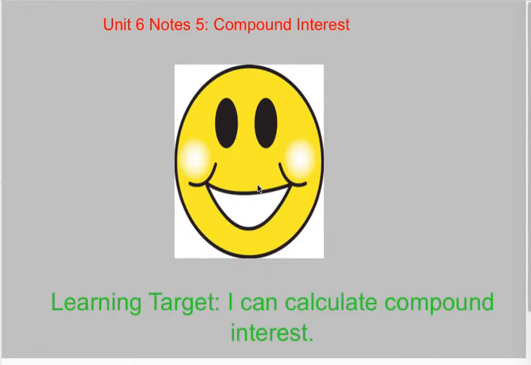Okay, algebra, ladies and gentlemen, we're looking at Unit 6, Notes 5. This will be the last one of this unit. So you're looking at how to figure out compound interest. Compound interest is kind of what a bank uses to calculate interest or what you might do on a loan. So let's take a look.